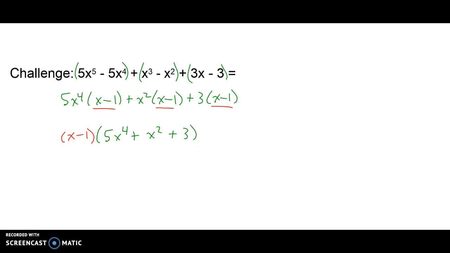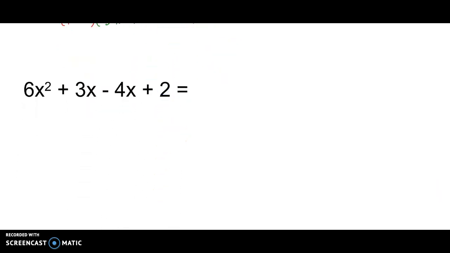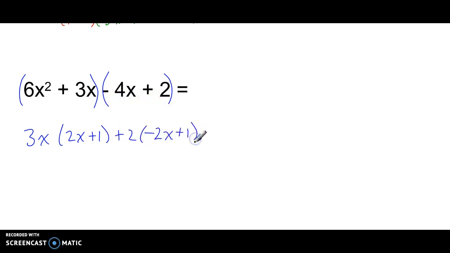One last point before I let you go has to do with problems like this. Doesn't look that different from the ones we've done so far, so you would probably try to deal with it the same way we've dealt with the previous two problems. You would make two groups. From the first group, you would obviously see the 3, and there's an x, and you would factor out the 3x, and that would leave you 2x plus 1. From the second group, you would see that there's a 2, and that would leave you negative 2x plus 1. And then you would notice that these don't match.